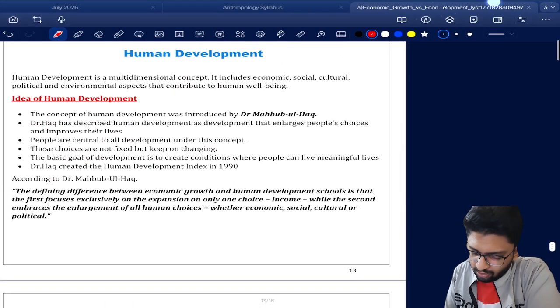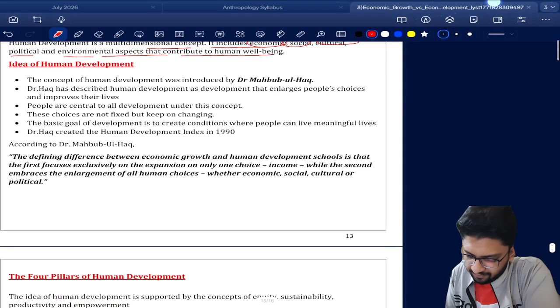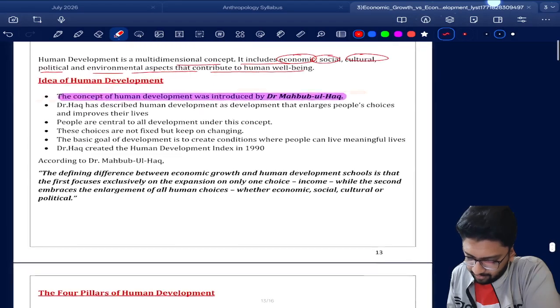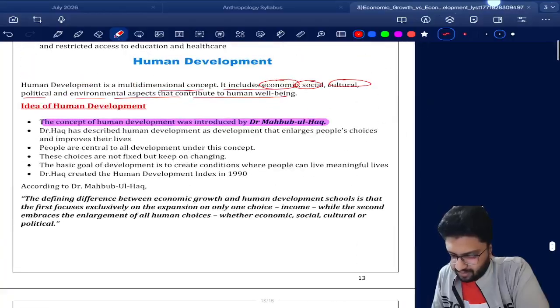Human development. Human development is a multidimensional concept. It includes economic, social, cultural, political, and environmental aspects that contribute to human well-being. The idea of human development was introduced by Dr. Mahbub ul Haq. Haq has described human development as development that enlarges people's choices and improves their lives. Fine. This is about human development.